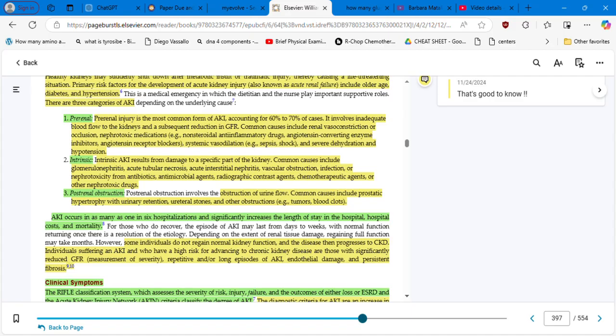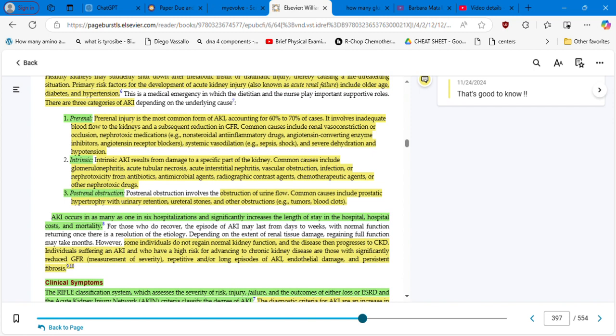Now the second category is the intrinsic, which means the issue happens inside of the kidneys. Common causes include glomerulonephritis, acute tubular necrosis, acute interstitial nephritis, vascular obstruction, infection, or nephrotoxicity from antibiotics, antimicrobial agents, radiographic contrast agents, as I mentioned before, your dyes when you do the CT scan or MRI, chemotherapy agents, or other nephrotoxic drugs.